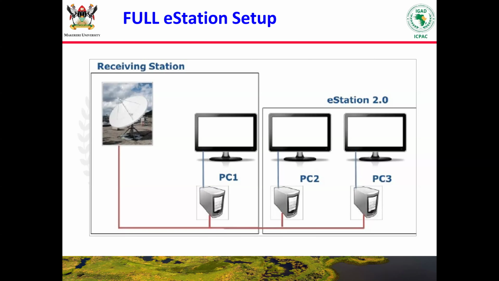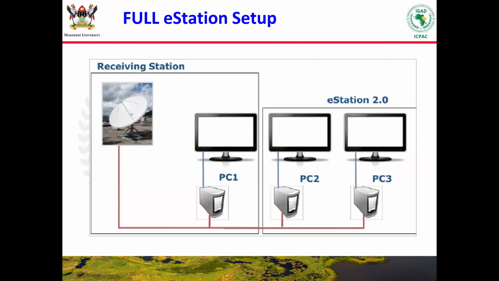So in the software that you've installed, you're now mimicking two computers together. Basically, you have PC2 in your software, and what PC3 does is also in your software. However, in our full eStation here, we have three computers.